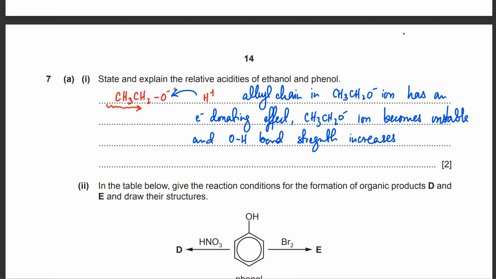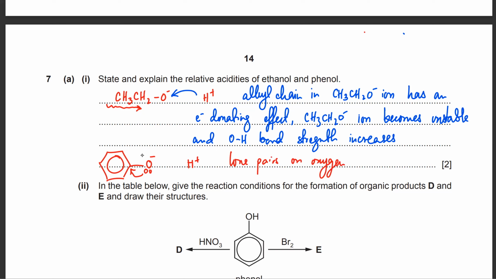And what happens in phenols? In phenols, if you have a phenol with an OH and it dissociates, ionizes, the electrons on the oxygen overlap with benzene's pi electron cloud. So the ion becomes stable. You're going to write the same thing, except that the lone pairs on oxygen overlap with benzene's pi electron cloud.